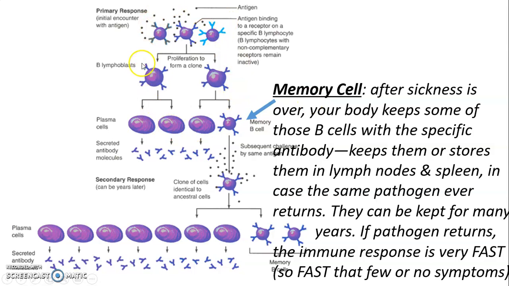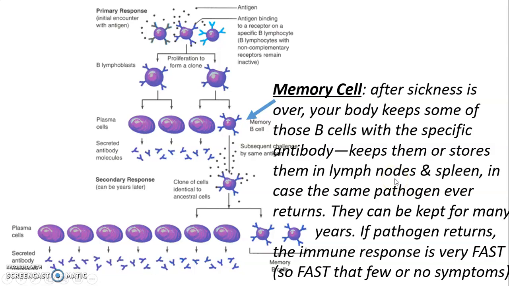Okay, so here's one last super important, really interesting detail. You recognize this picture. We've studied this so far. Right? Here's the clones, which are antibody factories, but there's one which remains for a long, long time. It's called a memory cell. After a sickness is over, your body keeps some of those B cells with a specific antibody for fighting that specific sickness. It keeps them or stores them in lymph nodes.